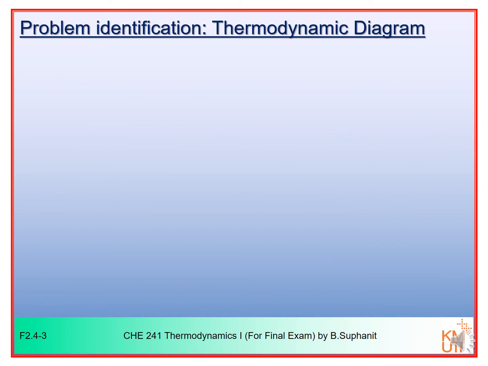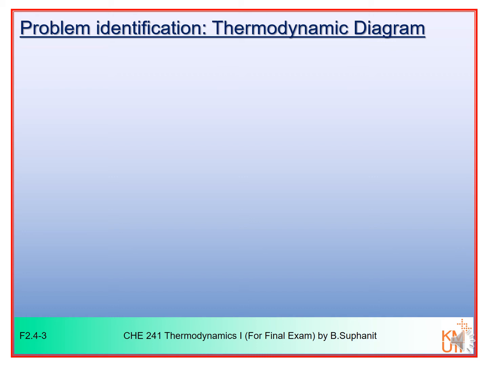Now, having extracted some important information from the problem statement, let's start by identifying the problem. Typically, engineering problems can be solved systematically by making sketches of engineering diagrams such as process flow diagram or PFD or graph. In this example, we can identify the problem by sketching a thermodynamics diagram in order to understand the overall system. We can then identify what we need to know and apply relevant fundamentals to solve the problem.